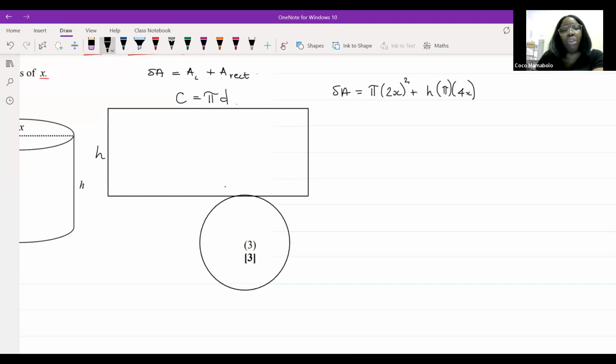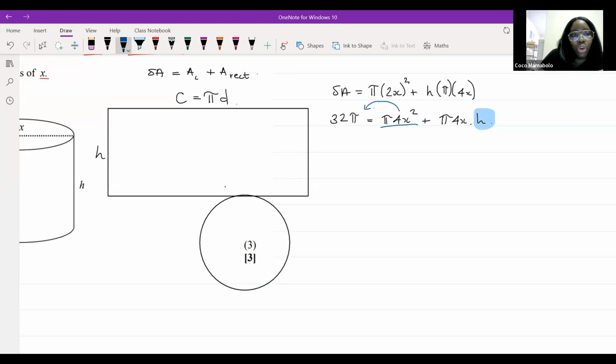So here's what we're going to do. We're going to replace our surface area with 32 pi is equal to, now (2x) all squared is the same as pi times 4x squared, plus pi times 4x times height. Now, I want my height to be the subject of the formula. This part over here does not have an h. So I'm going to take that whole thing over to the other side. Give me a thumbs up if you understand why I'm doing that. Are we all good?